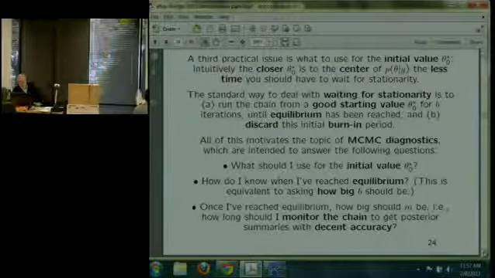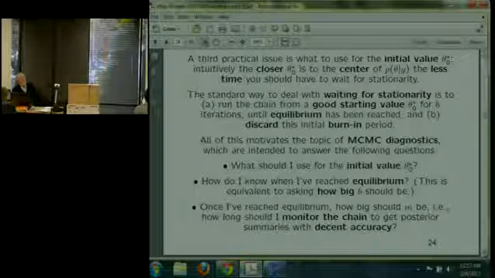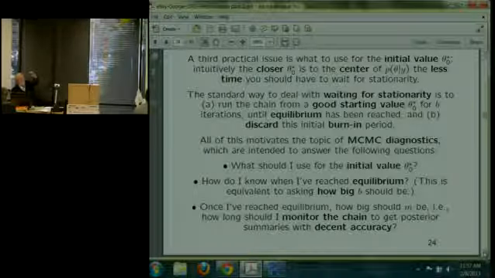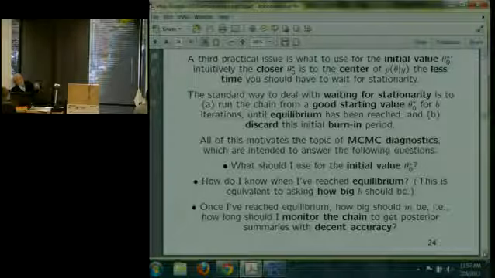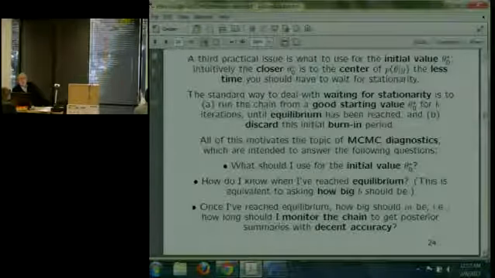Now, something about this should perhaps be bothering you. What I said was we're going to get this data set, the MCMC data set. We're going to start somewhere. We're going to burn in for a while until we think we're at equilibrium. Then we're going to throw all that stuff away, and then we're just going to monitor from that point on.